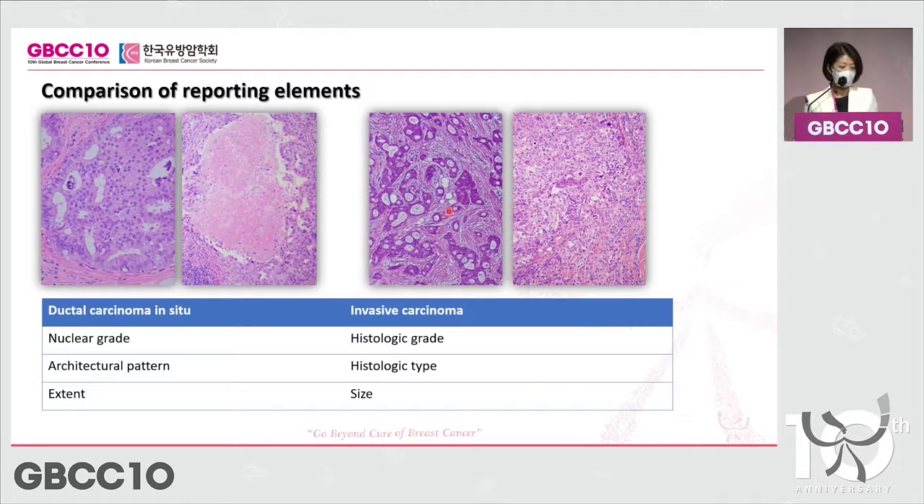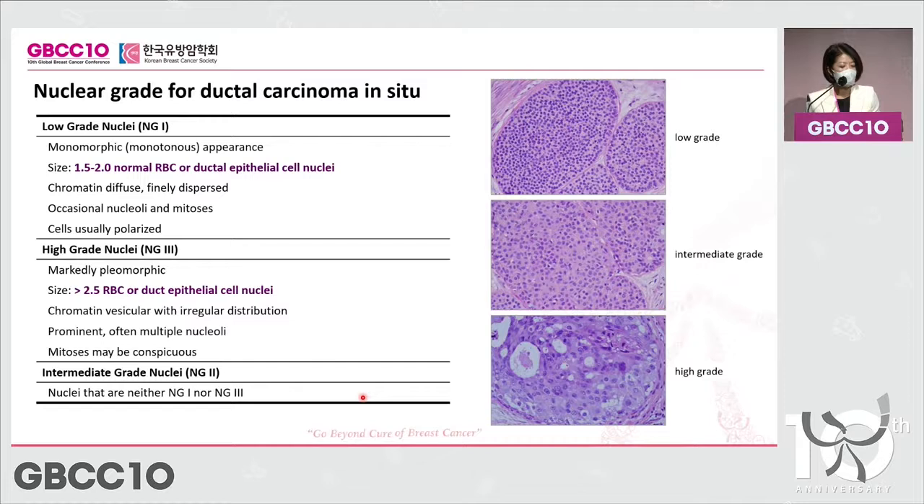In the case of invasive carcinoma, we look at histological grade, and also there are various histological types, what type of cancer it is and what the size of the tumor is. That's the type of assessment and evaluation that we go through at that point in time.